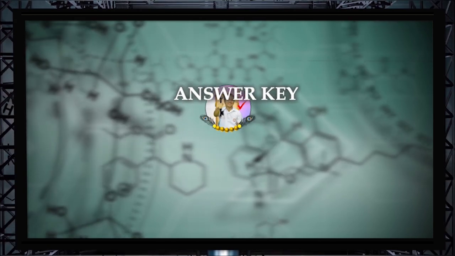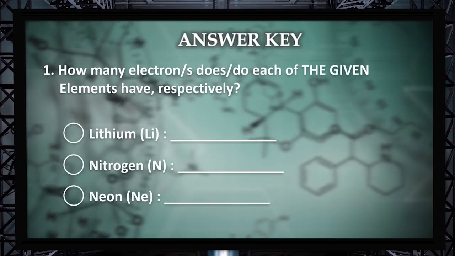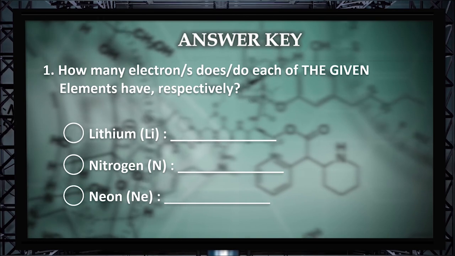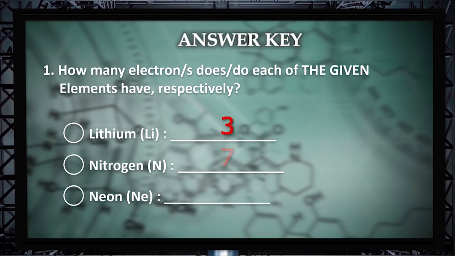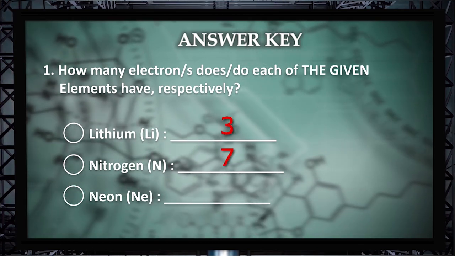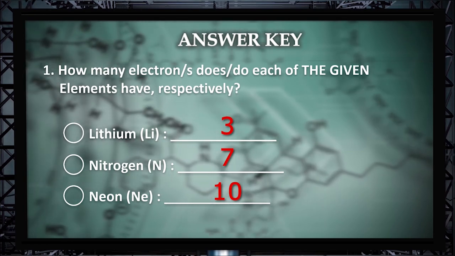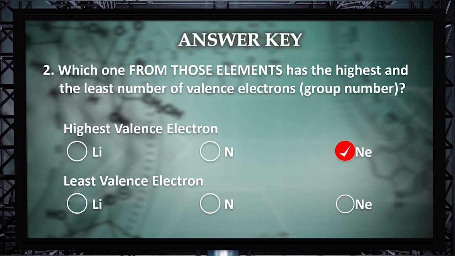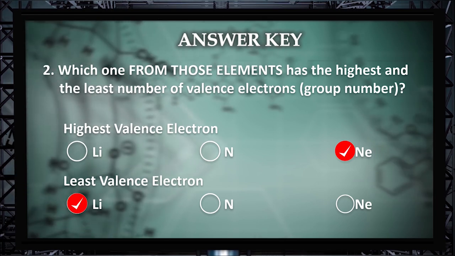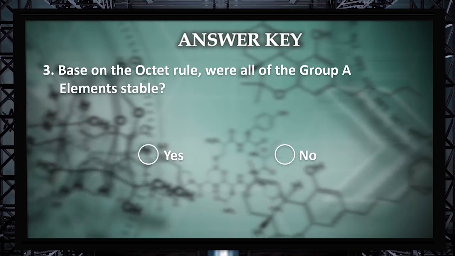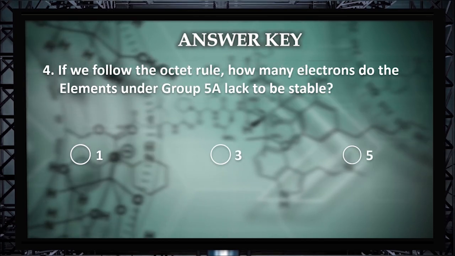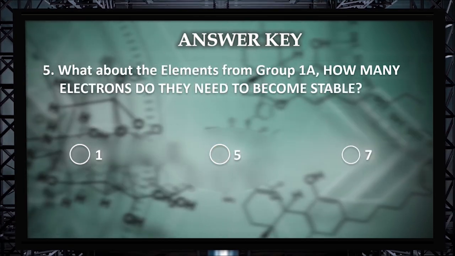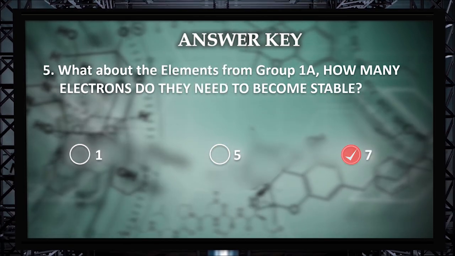Check your answers on the screen. Number 1. Lithium, 3. Nitrogen, 7. Neon, 10. Number 2. Highest, neon. Least, lithium. Number 3. No. Number 4. 3. And number 5. 7.